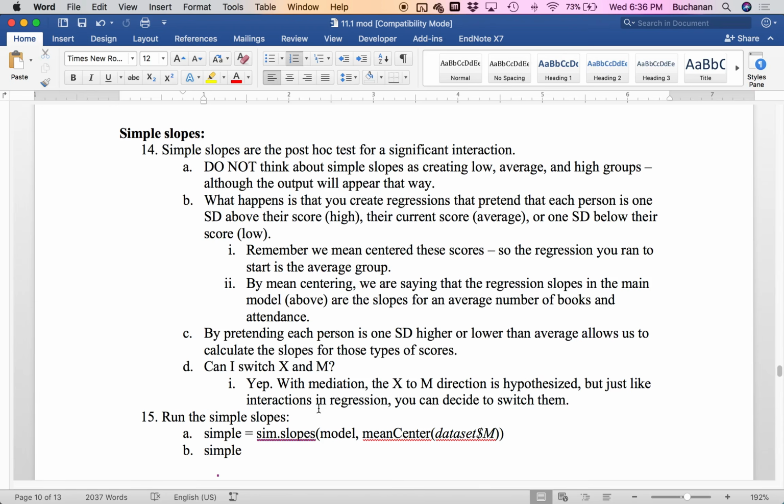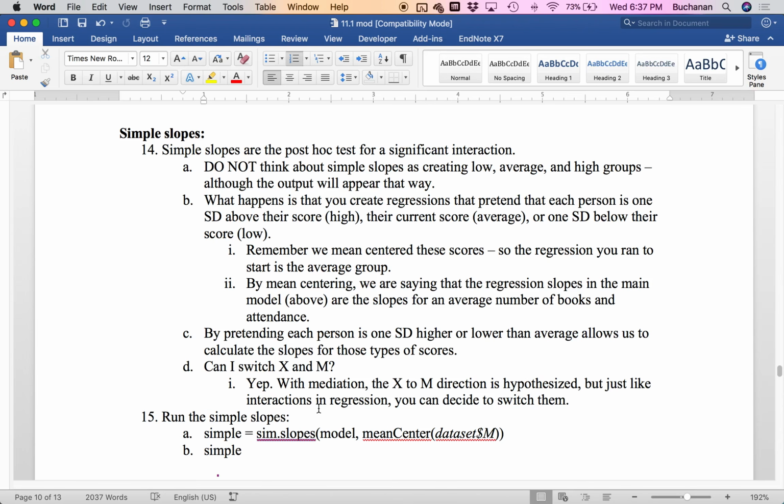What happens is I'm going to create little mini regressions that pretend as if each person is at their current score, which is the average. We're going to pretend they're higher than their current score, so 1 standard deviation higher, or they're lower than their current score. Okay. So we mean centered these, so we started by looking at the average. So what happens when you read an average number of books, or you go to an average number of classes? But now what we're going to do is pretend that each person goes and reads more than average books, or goes to more than average classes, and vice versa, less than average books or less than average classes.